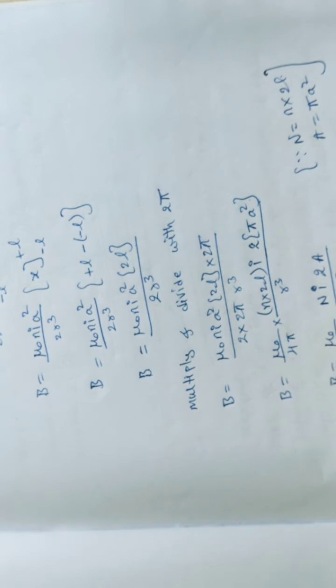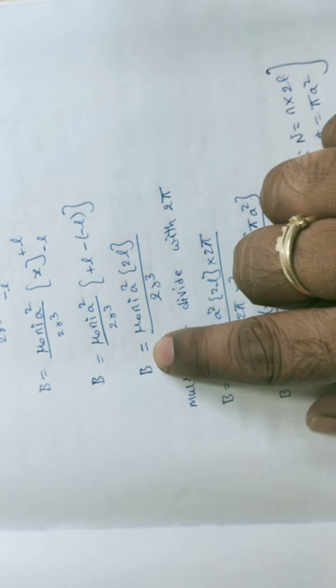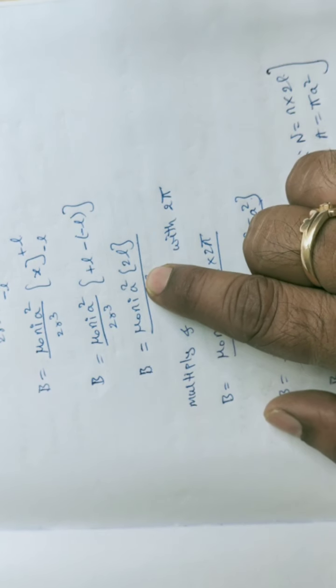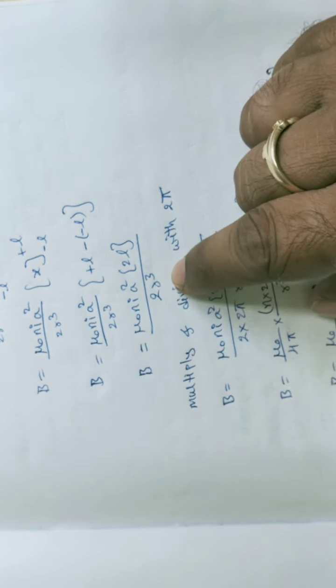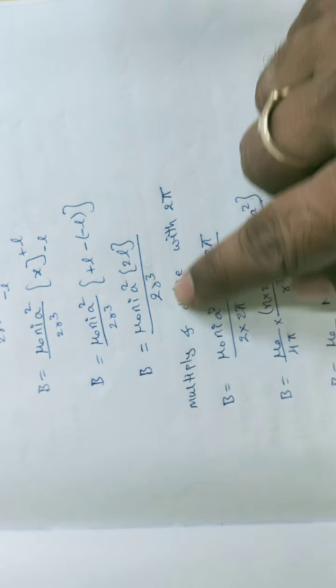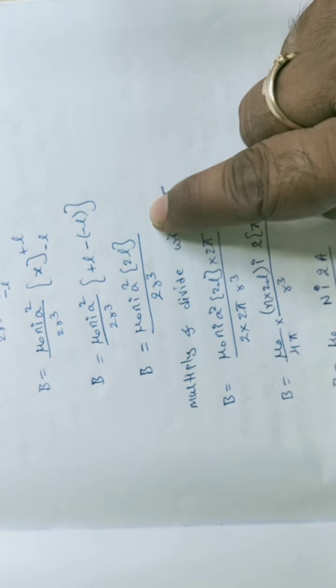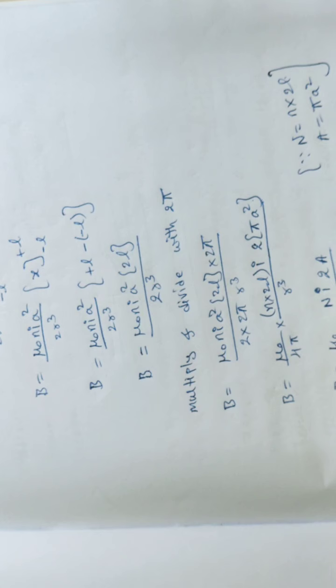So finally the B value is equal to mu naught n I a square into 2L divided by 2 r cube. First we are finding this type of notation, students. B value is equal to mu naught n I a square into 2L divided by 2 r cube.